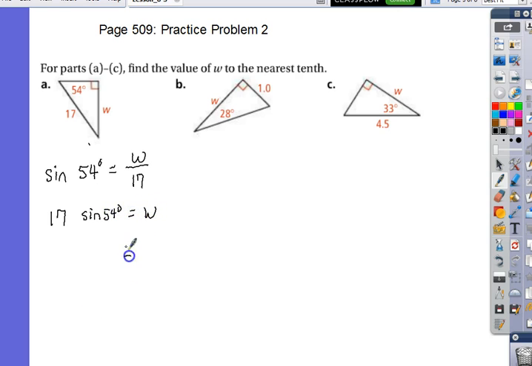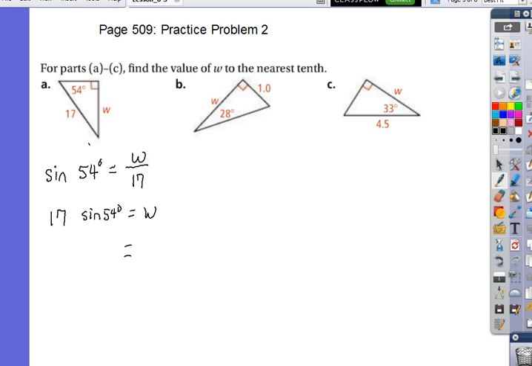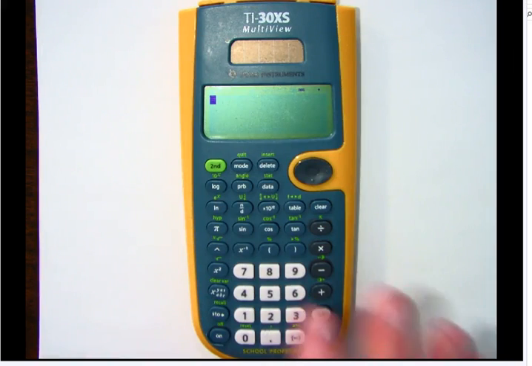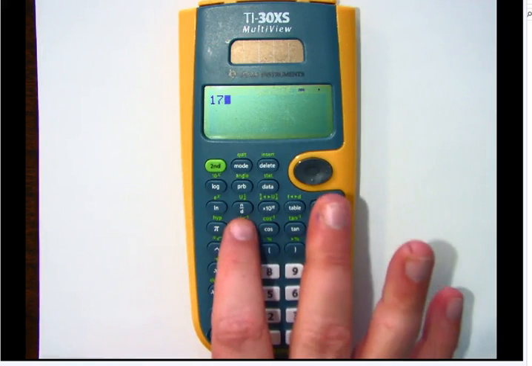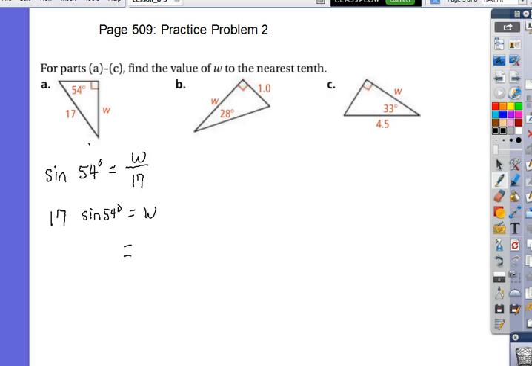And then I'm going to put this in my calculator. So I go back to my calculator, and it's 17 times the sine of 54 degrees. So 17 sine 54. Hit enter. So I get 13.75. If I'm rounding off to the nearest tenth, 13.75 is approximately 13.8.